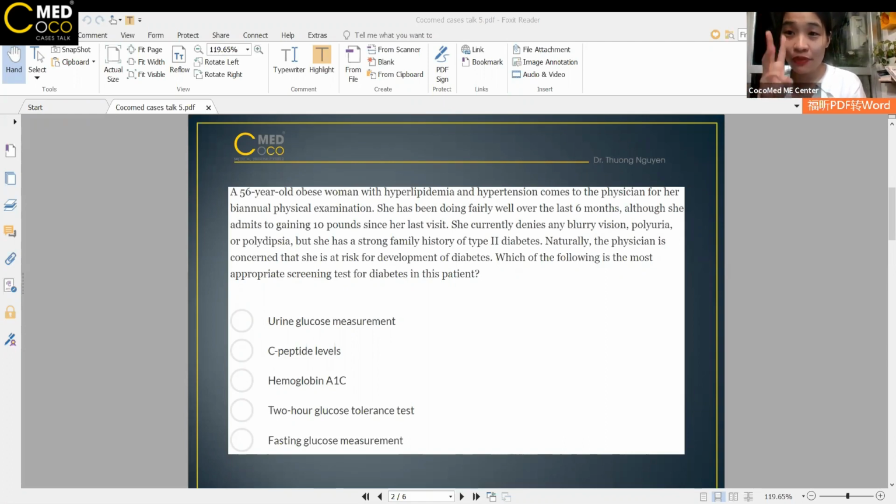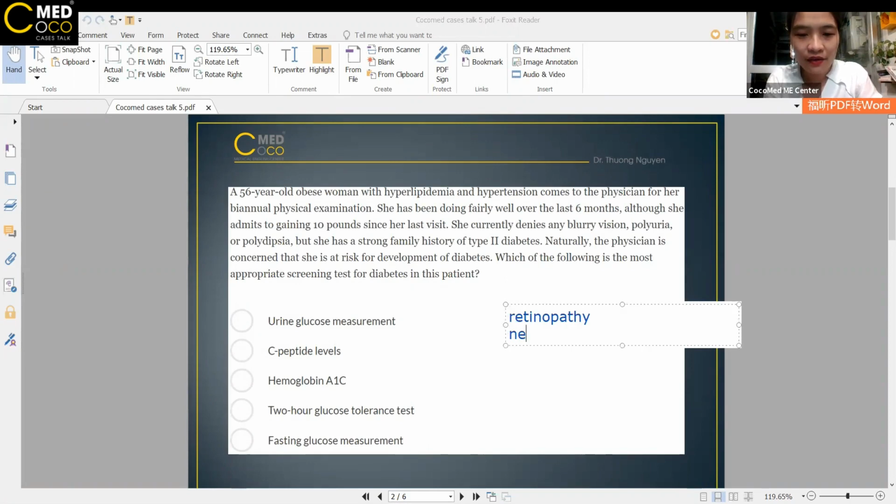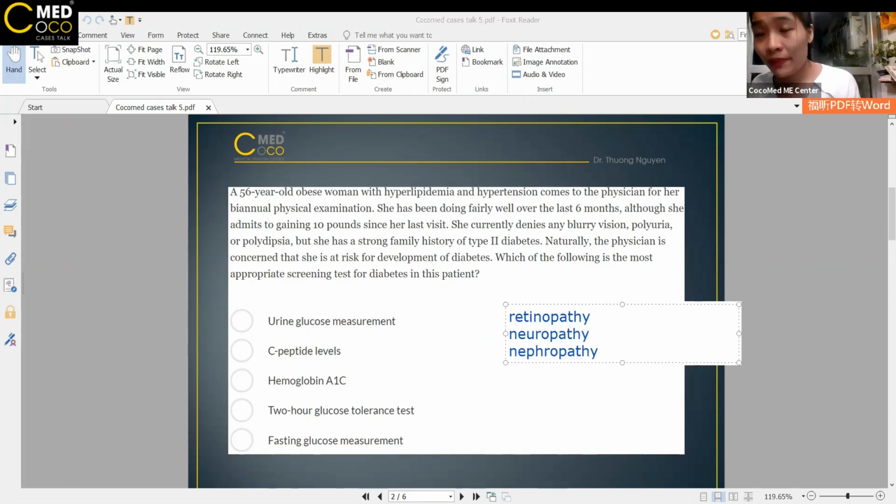For the complications, we have three things here. We have the retinopathy, we have the neuropathy, and the last one is nephropathy. Yeah, there are three. I will write it down here. Yes, I agree with you too. Neuropathy, we're concerned with peripheral neuropathy, and this is nephropathy. Okay, so these are the three complications for a diabetes patient, and I totally agree with you.